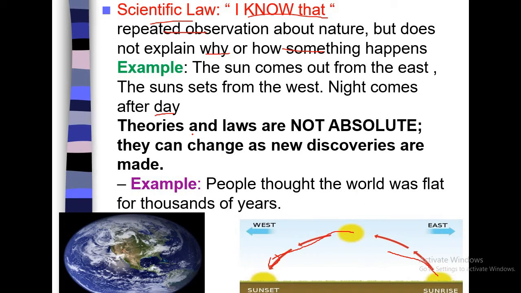Theories and laws are not absolute. They can change as new discoveries are made. When you discover another thing, the theory or law can change. For example, for thousands of years people thought that the world was flat, but now we know that is not right. Now the world is oval like this. So this theory was changed.